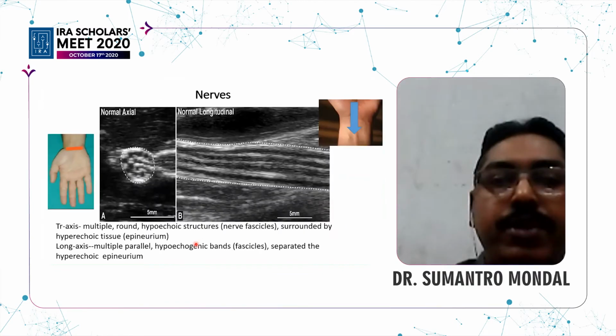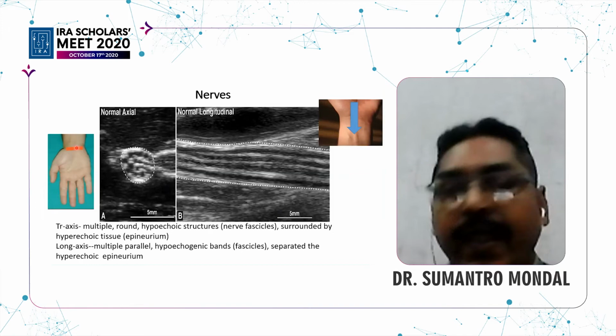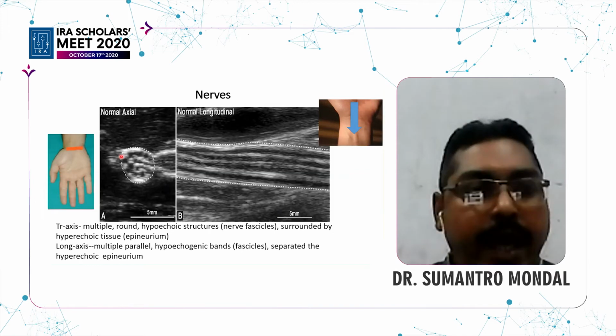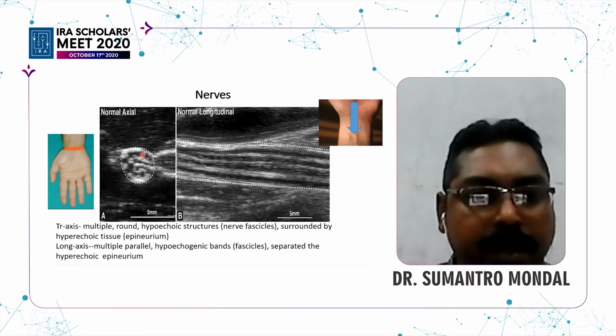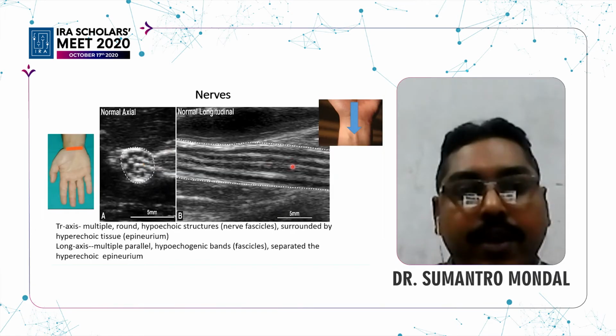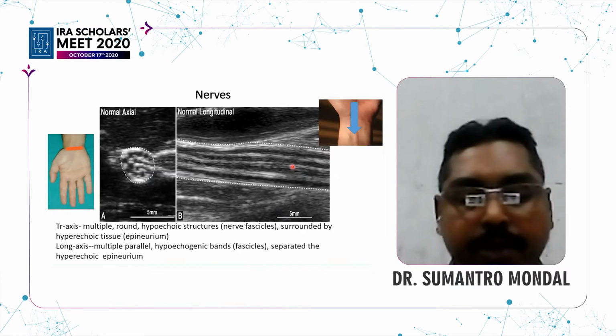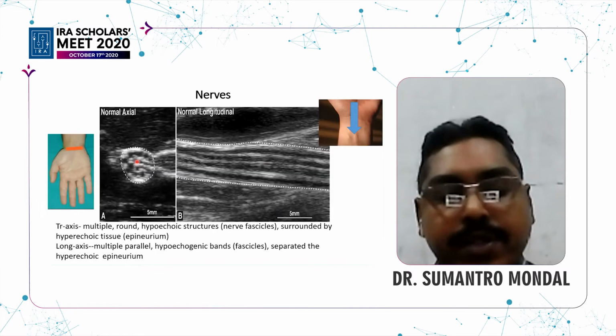And this is the normal structure of a median nerve in the axial view in the wrist near the entry into the carpal tunnel. There are multiple hypoechoic fascicles, which represent the nerve fascicles, surrounded by the hyperechoic epineurium. In long axis, this can be viewed as multiple hypoechoic structures, which are again the nerve fascicles separated by the epineurium. This is the normal structure of a nerve, and other nerves are also seen like this.